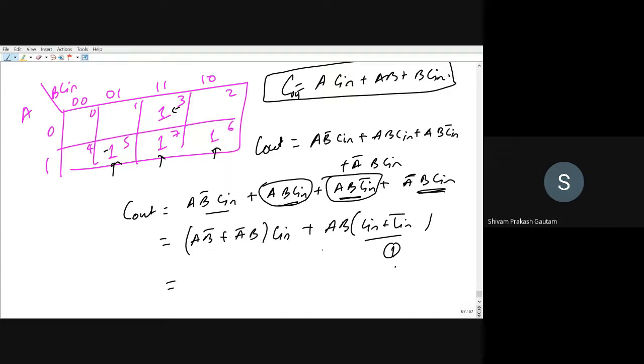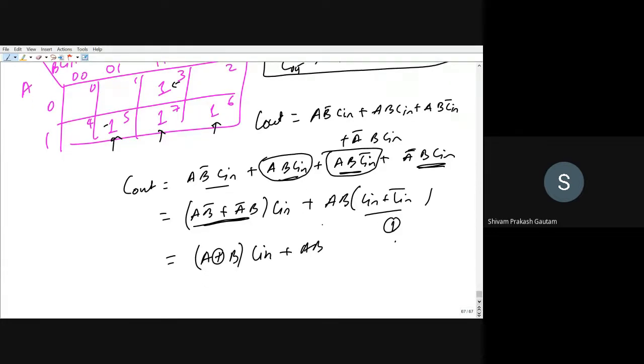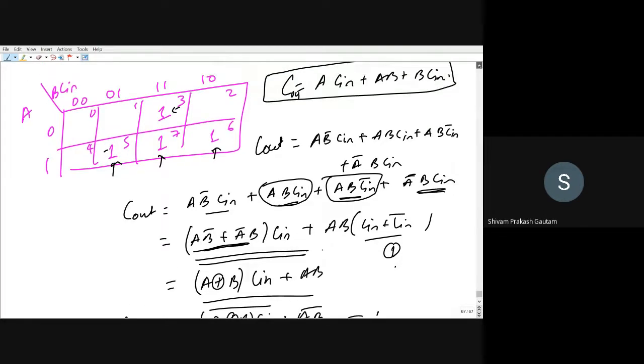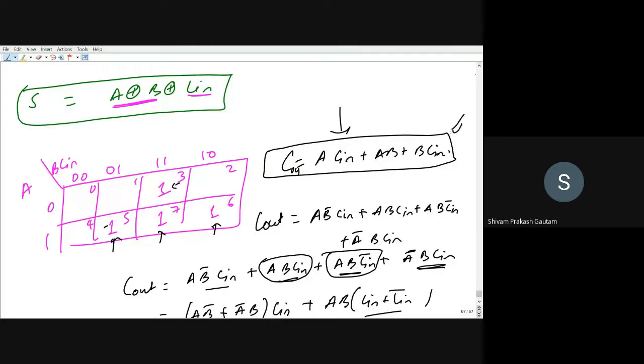Please ask. Okay, so from here, what will we be getting? A XOR B, because this is the expression for XOR, into C in plus AB. Now we have to double complement it because we have to use NAND gate and addition is not allowed. So it will be A XOR B, C in bar dot AB bar whole bar. So this will be the final C out. This will be used for NAND gate, right? And this is the final minimized expression. And the sum expression is A XOR B XOR C in, right?